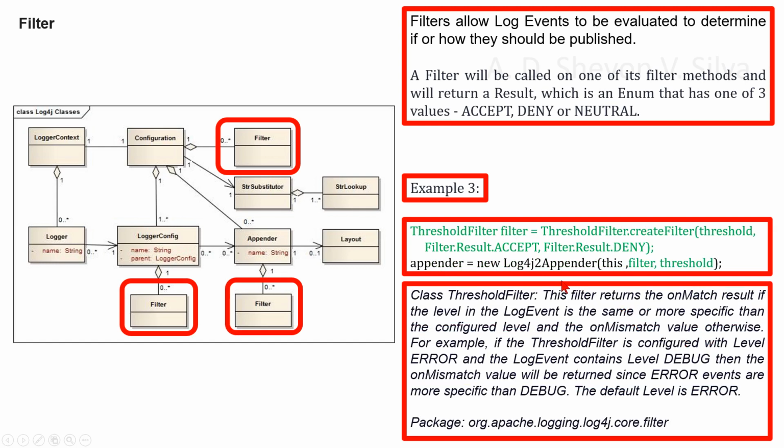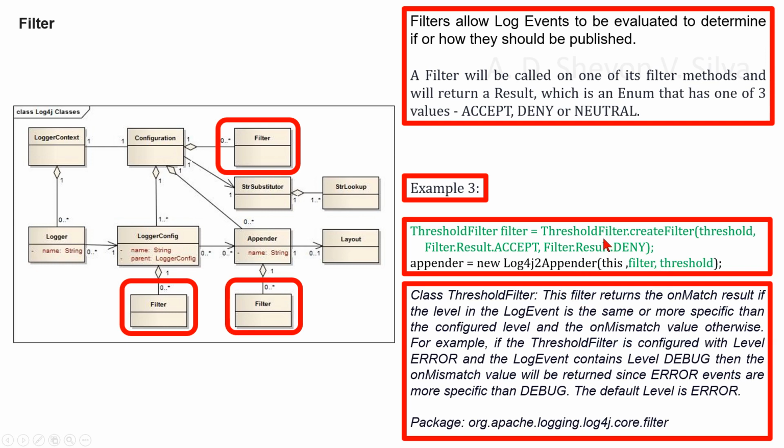As an example 3, you can see here the class ThresholdFilter. This filter returns the on-match result if the level in the log event is the same or more specific than the configured level, and the on-mismatch value otherwise. For example, if the threshold filter is configured with the level error and the log event contains the level debug, then the on-mismatch value will be returned since error events are more specific than debug. The default level is error.